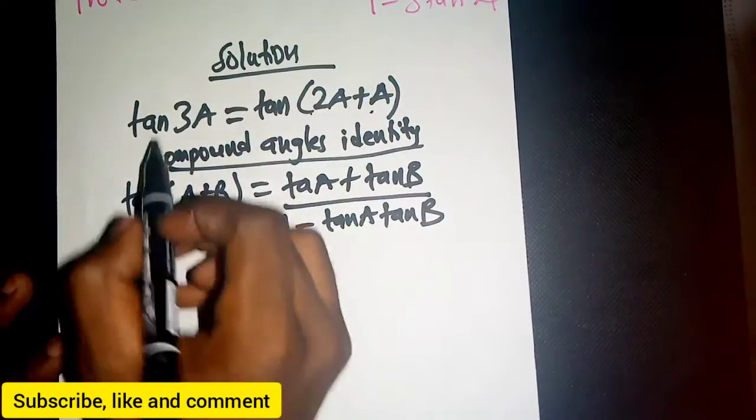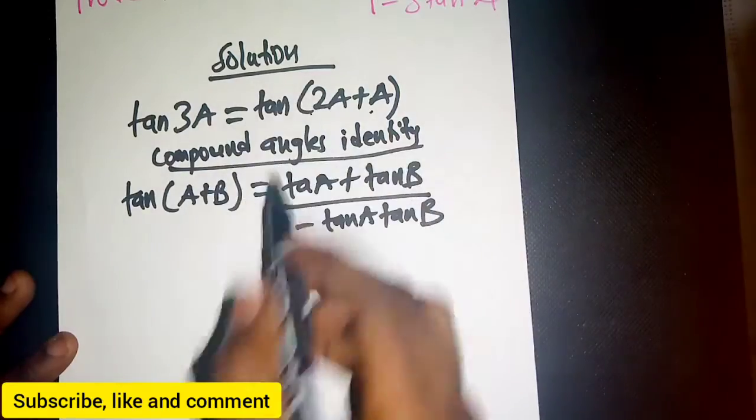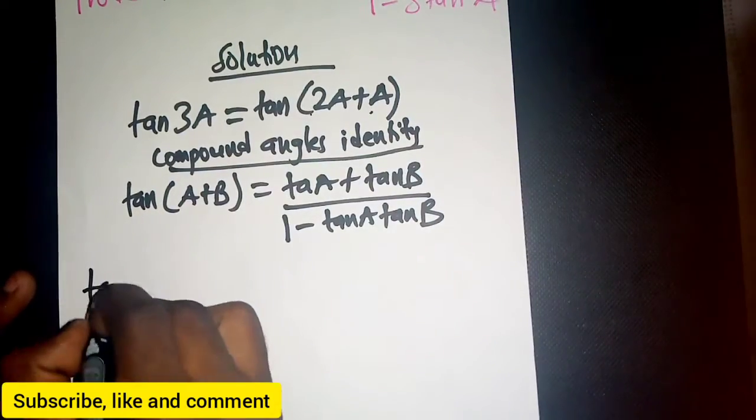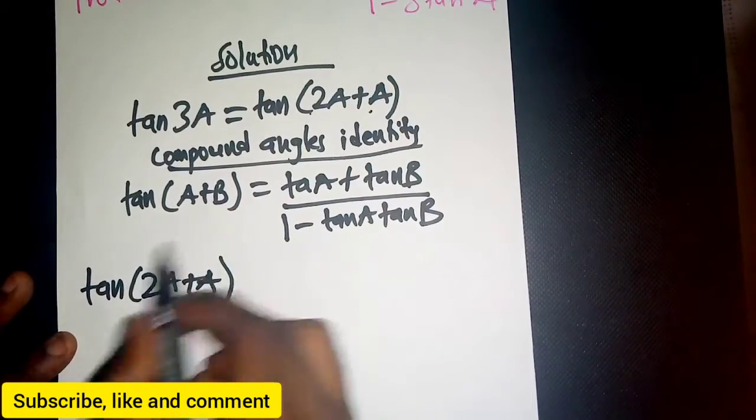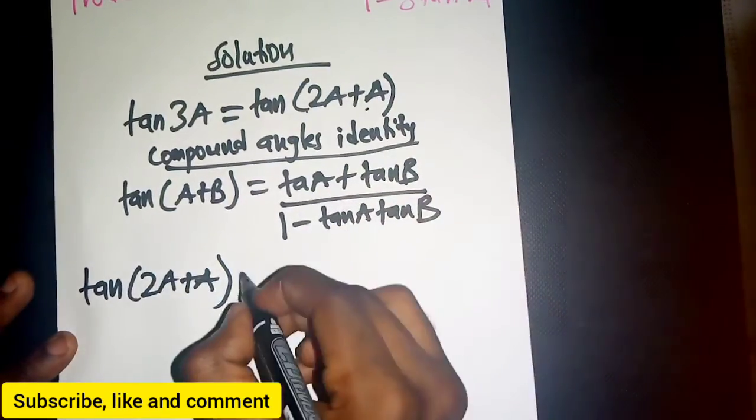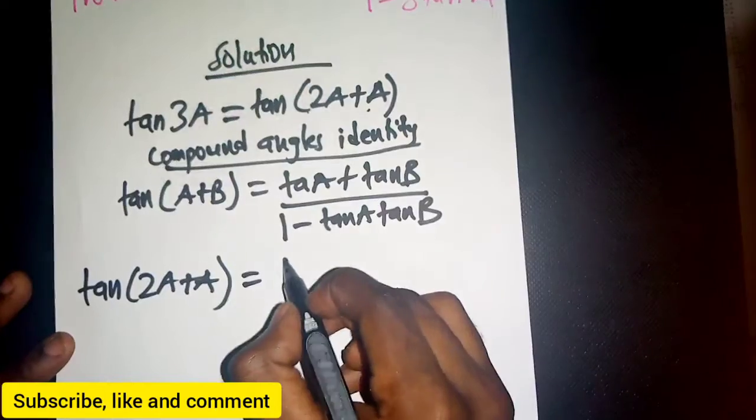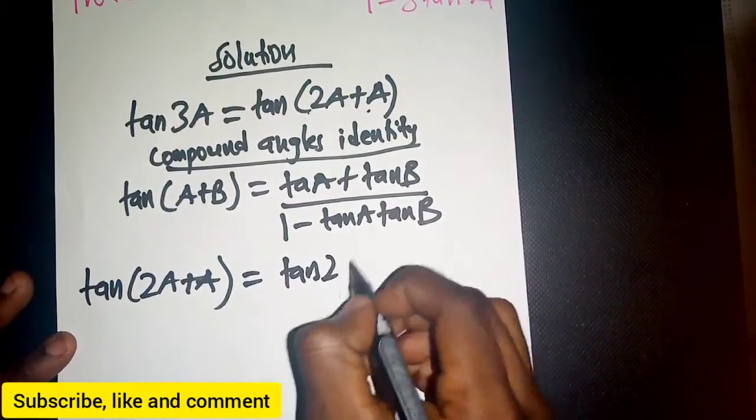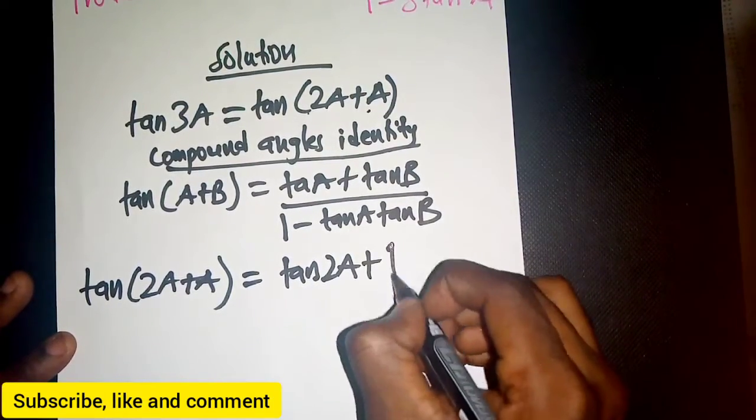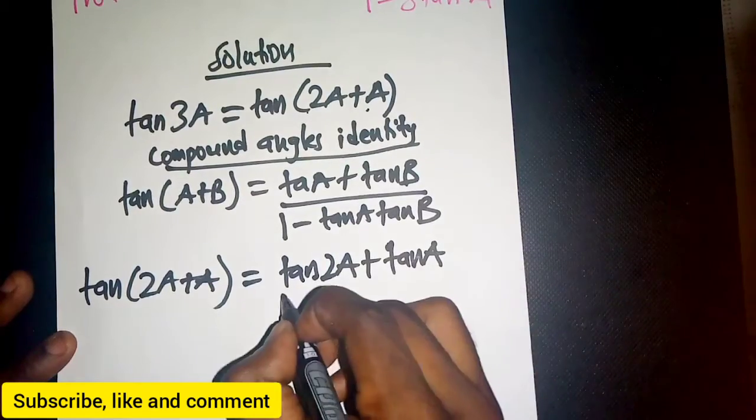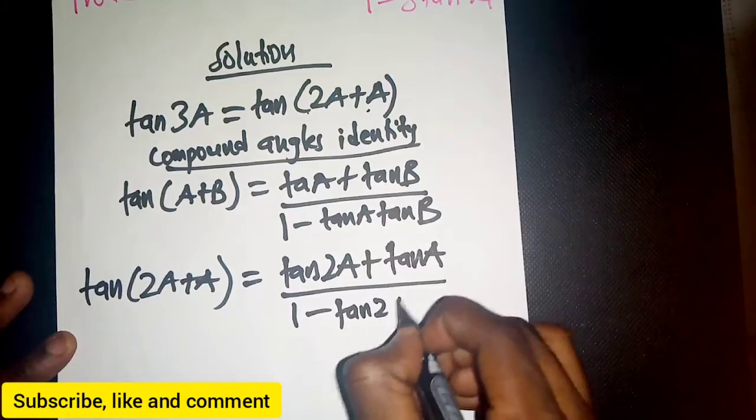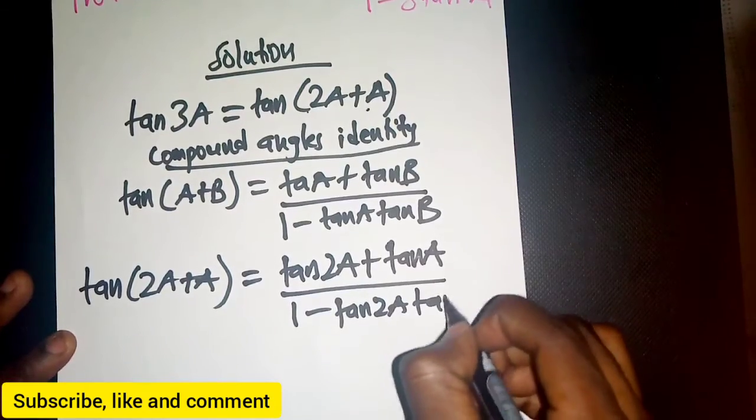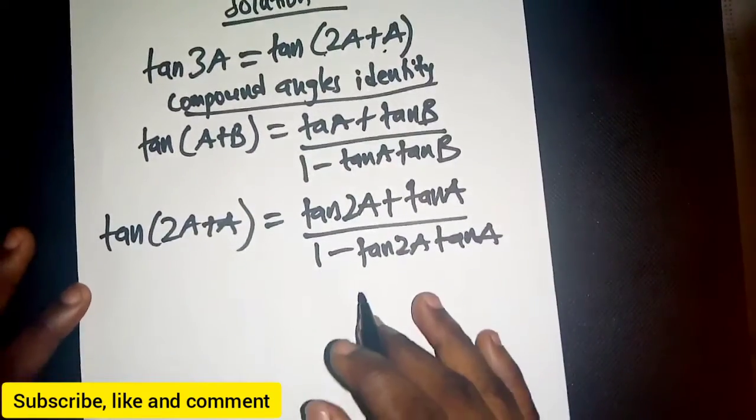Now from this relation, we have tan (2a plus a), and we are going to write this in terms of that. So writing this in terms of that, we have (tan 2a plus tan a) divided by (1 minus tan 2a multiplied by tan a). So this is what we have, right?